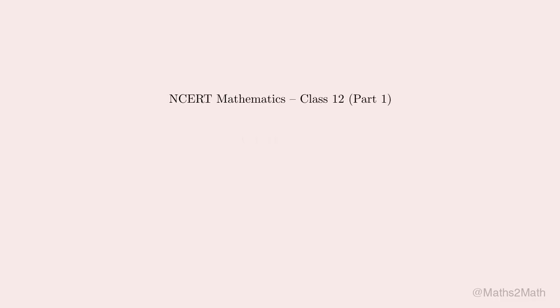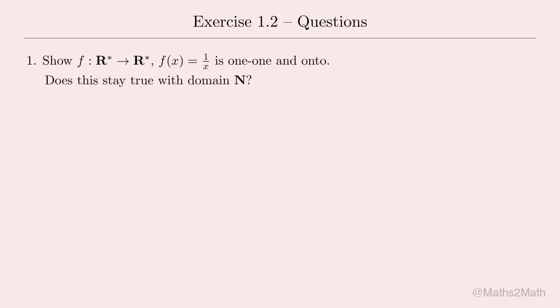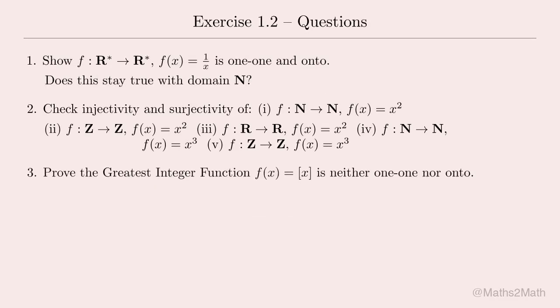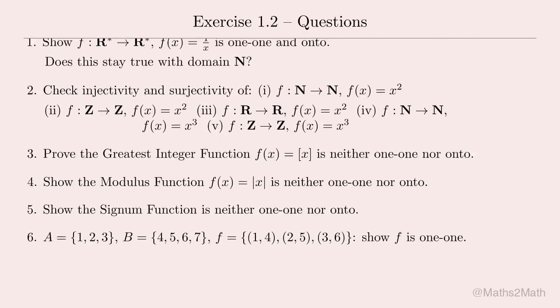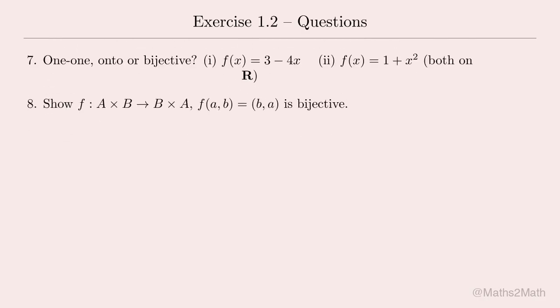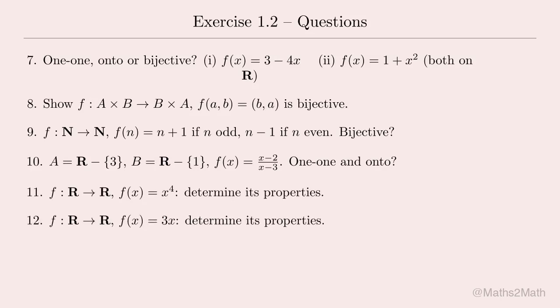In this video, we are solving every question of exercise 1.2 of Chapter 1, Relations and Functions, from the NCERT Mathematics textbook for Class 12, Part 1. Exercise 1.2 has 12 questions, all about two properties of functions, one-one also called injective and onto also called surjective. Here are the 12 questions. Let's start with question 1.